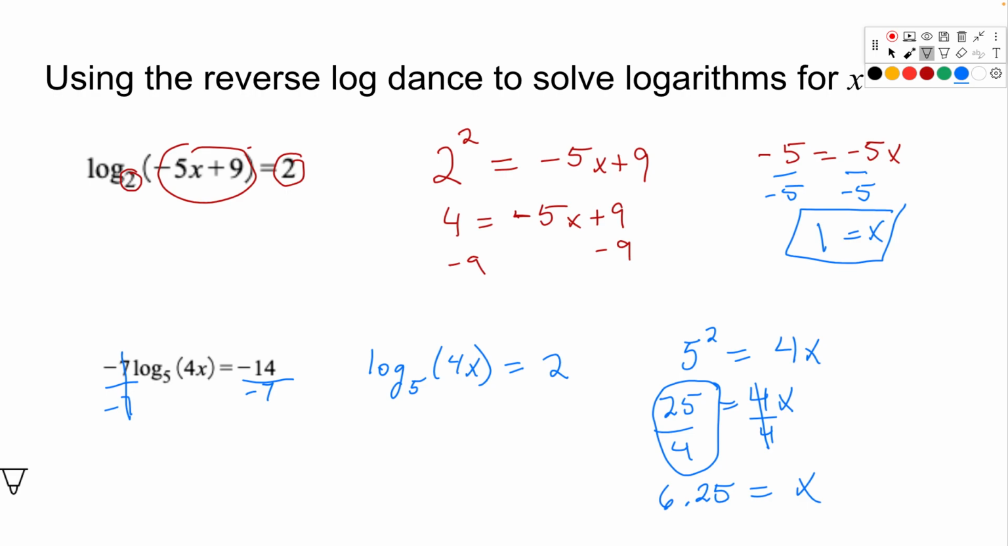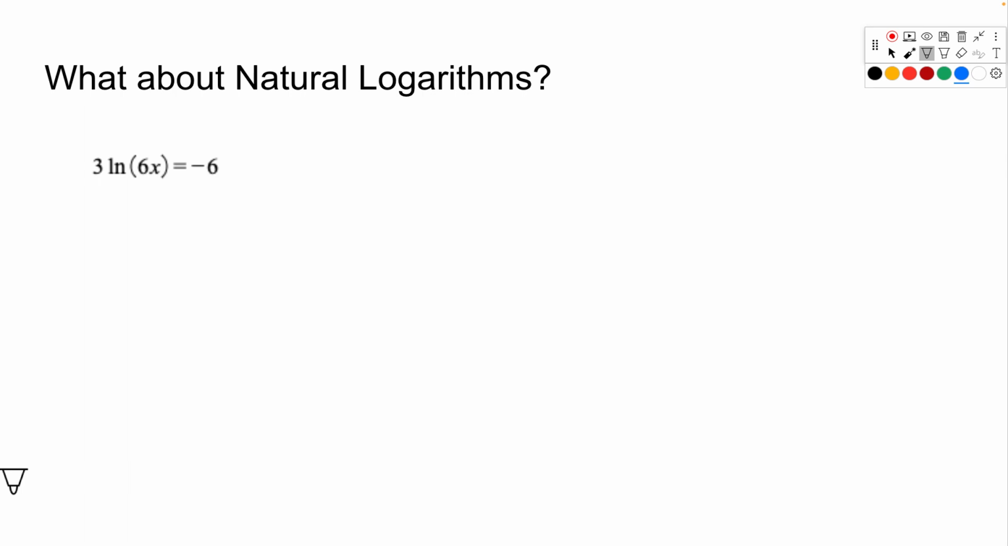But that's probably next, isn't it? I think it is, if I remember right. Oh, no. We'll do specifically the natural logarithm, which remember is log base e. Same thing going on. Can we do the log dance at this point? No, because the 3's in front. So we're going to divide by 3 first. And we end up with the natural log of 6x equals -2. Then we can do the log dance.